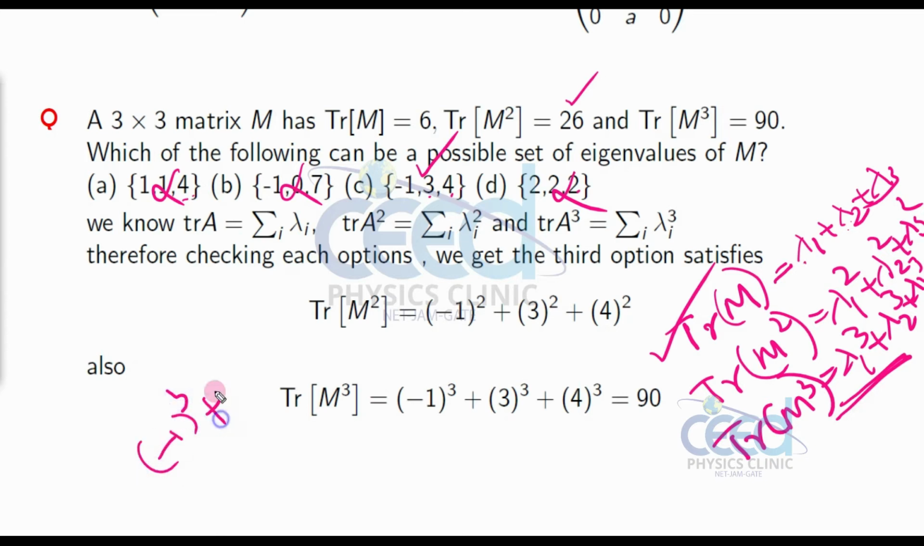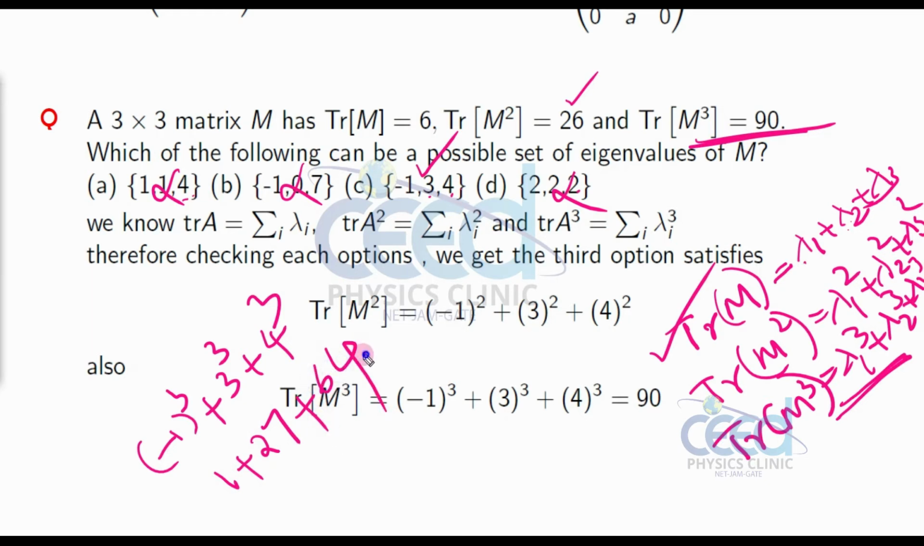For confirmation, you may check the third property, that is minus 1 cube plus 3 cube plus 4 cube, whether it gives 90 or not. Okay, so what is 3 cube? That is 27. What is 4 cube? That is 64. Minus 1 cube is negative 1. So 64 plus 27 is 91, minus 1, so this is equal to 90. Okay, so this is the answer. Option C is the correct answer.